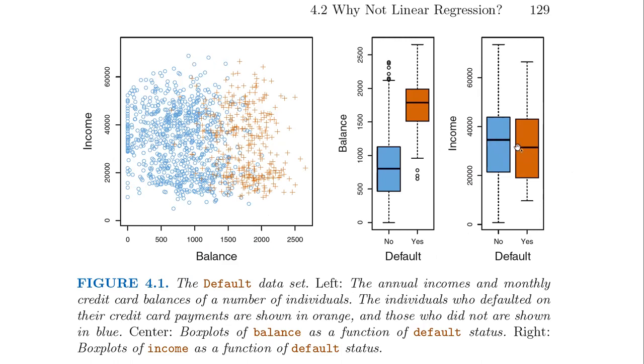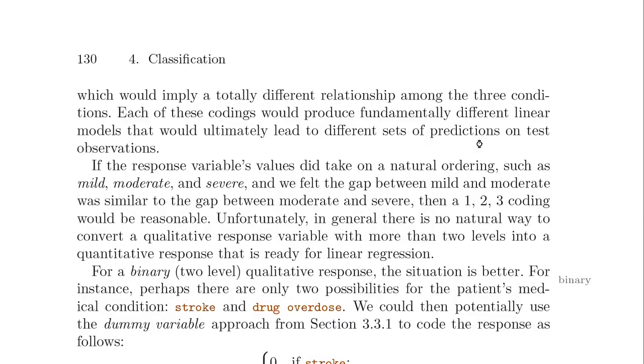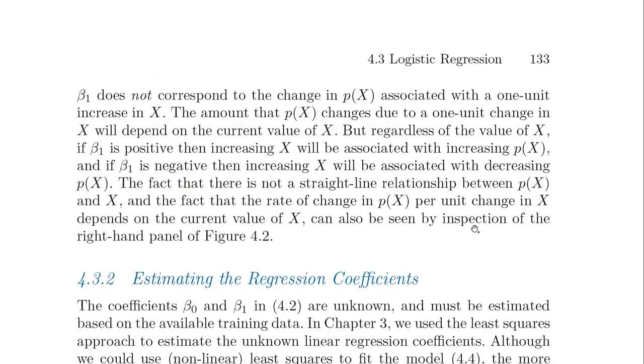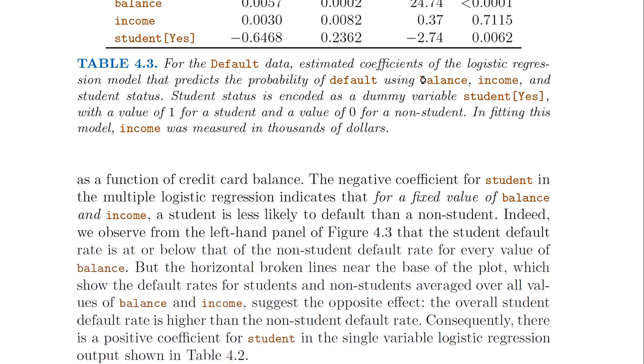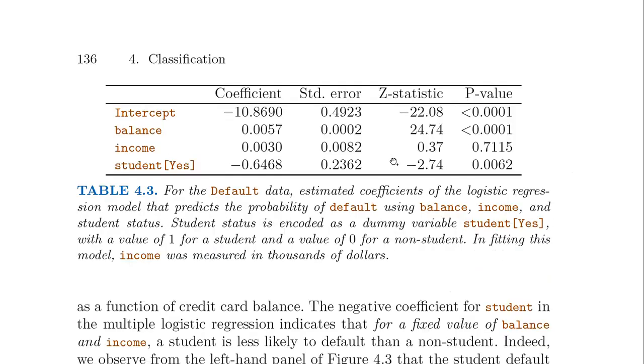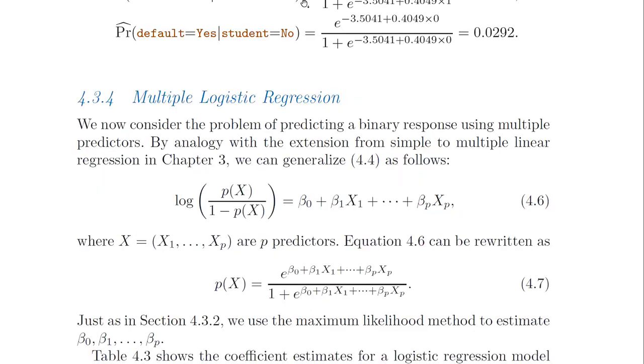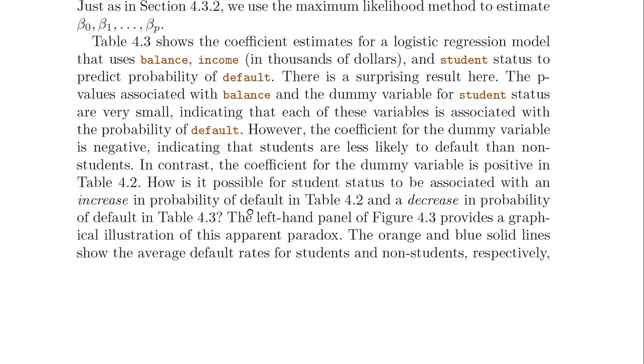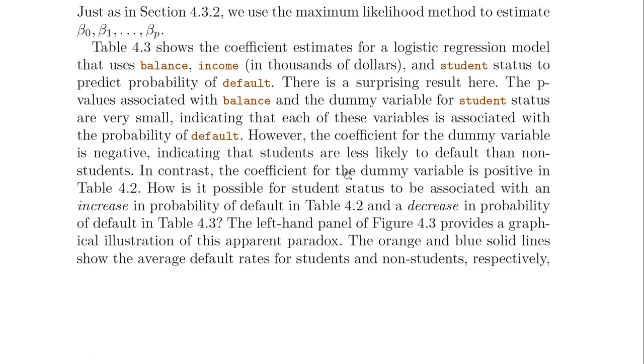If you look at the median of each one, for all those who defaulted, beg your pardon, the blue is those who did not default, and these who did default. So this is probably what we're getting at over here. However, the coefficient for the dummy variable is negative. Oh, interesting. This time around, it's negative. Indicating that students are less likely to default than non-students.